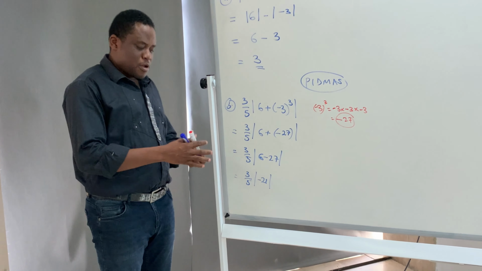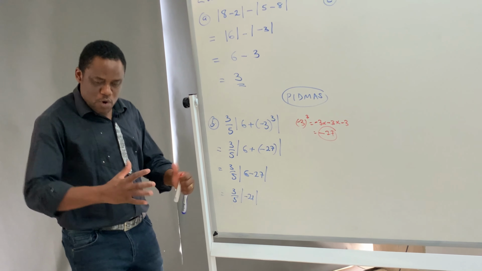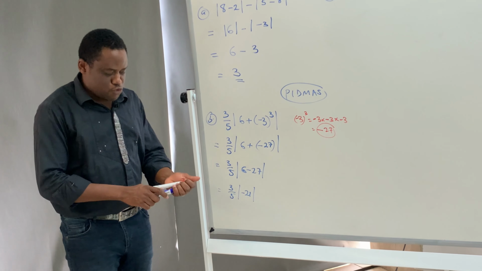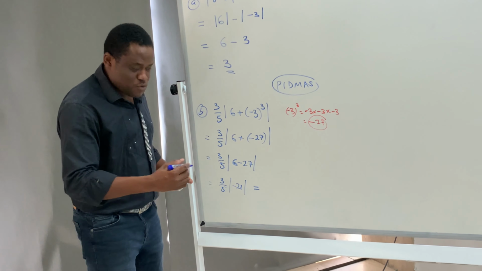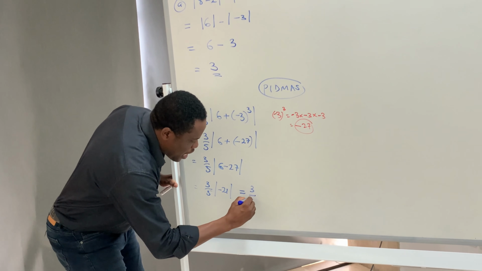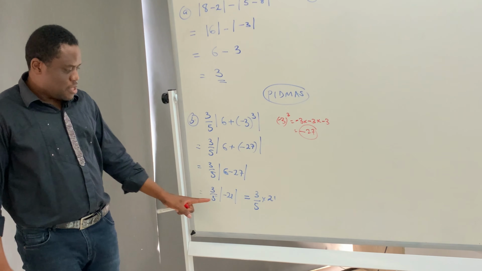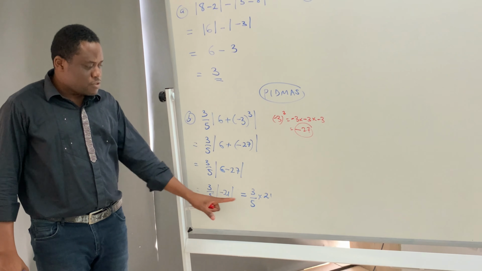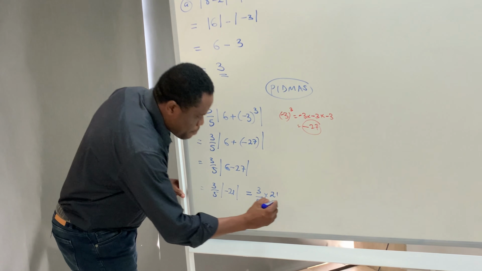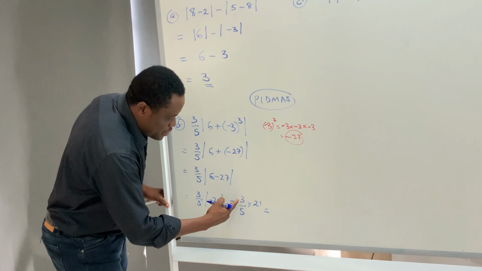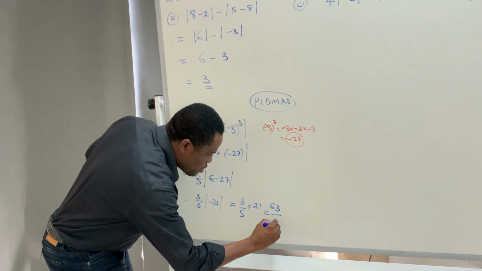So now the power of modulus comes in. We finish everything inside the modulus. Now we can find the modulus of minus 21. What is the modulus of minus 21? It is 21. So we have 3 out of 5 times 21. Why? Because the negative becomes positive. And then finally, we can multiply this times this. We have 63 over 5.